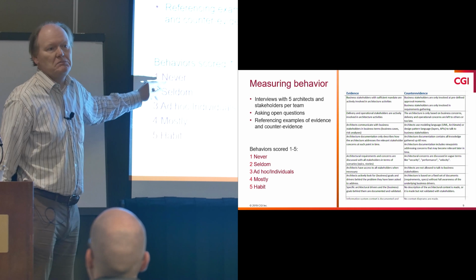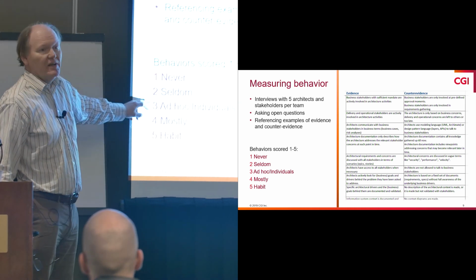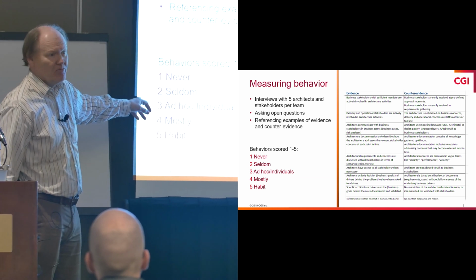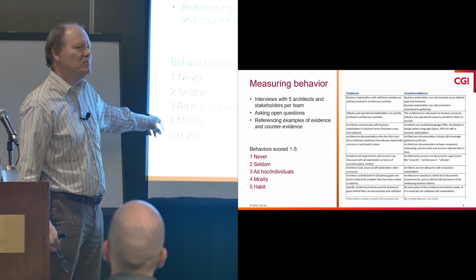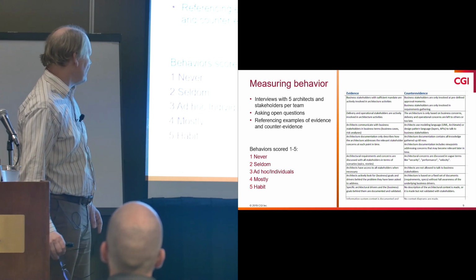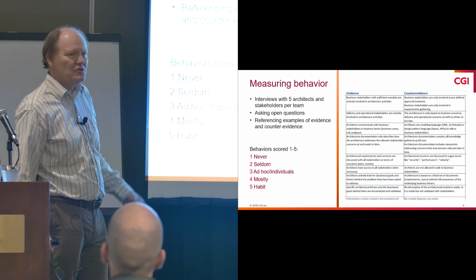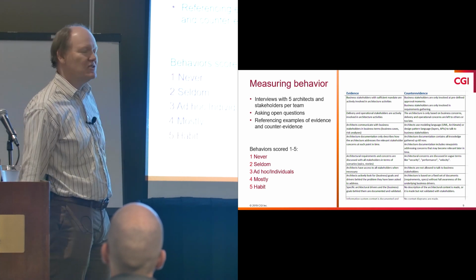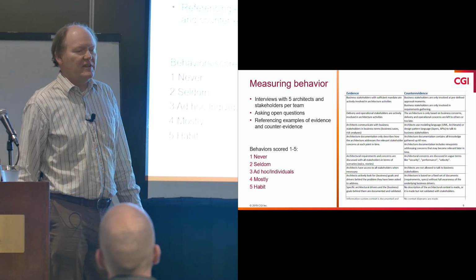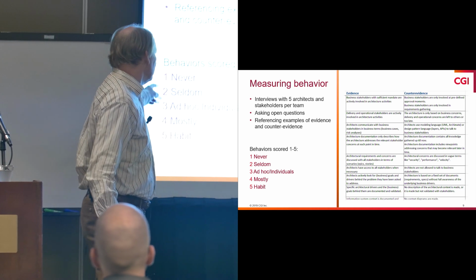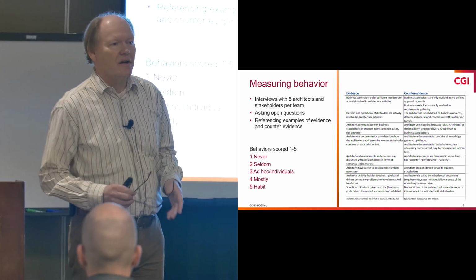1 meaning this never happens in our organization or in our team. 2 meaning, okay, I have seen it happen, but only once or twice. 3 meaning, yes, some of the people do it in our organization, but most of them don't. 4 means, okay, almost everyone is doing this, but it's not yet ingrained in the organization. And 5 means it's a habit. That's important, and this scale of 1 to 5 you can also find at the bottom of your radar form.